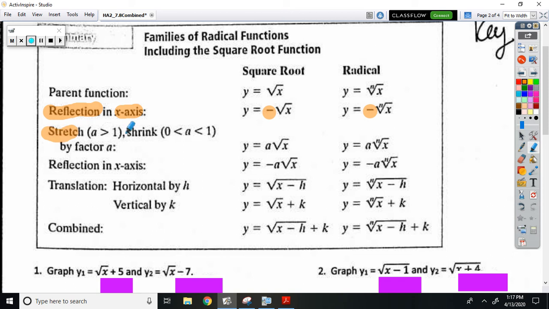Remember our stretches and our shrinks. Our stretch is if the a value is bigger than 1. And a stretch would take a square root function and make it look steeper. Whereas a shrink, which is if the a value is between 0 and 1, would make the square root look less steep. Another way to see reflection and a stretch would be if you had a negative a value. And then this is the one that usually you guys mess up. Remember, if it has a minus inside, this actually goes to the right.